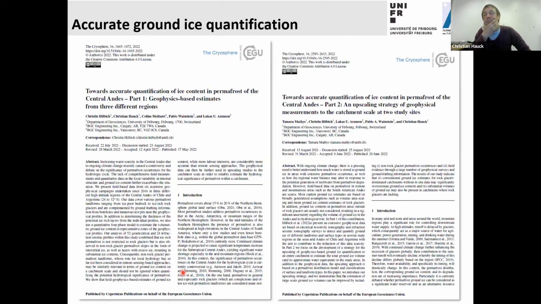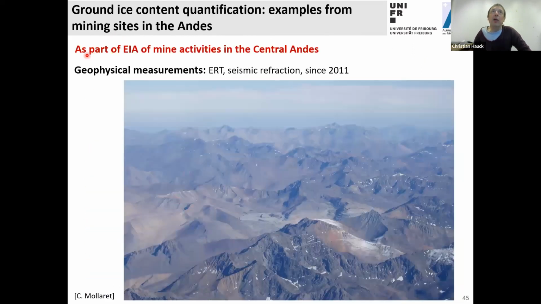Okay, now to this case study in the Andes. The aim here was part of environmental impact assessment of mine activities in the Central Andes. So the mines had to do this, and then we did the geophysical surveys in order to see how much ice is actually in the mine area, because they have to prove that they're not destroying too much groundwater resources long-term wise. So I'm not going into detail whether a frozen rock glacier has any relevance for groundwater resources for the next 50 years or not.